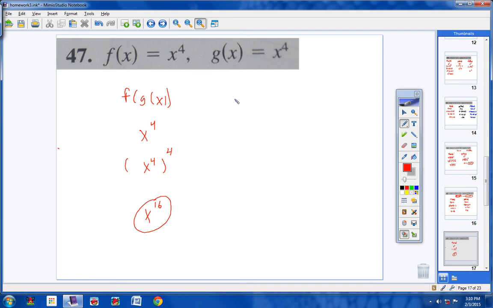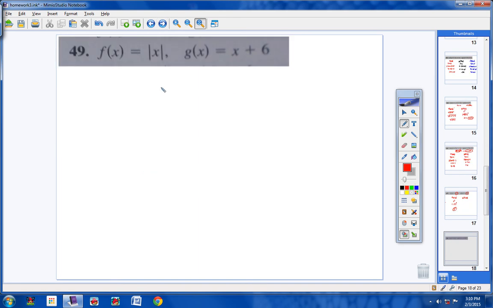And by the way, I'm not going to take time and do g of f of x because common sense says you'll get the same thing because look, both of these functions are identical. So if you reverse the order, you're still going to get the same thing. Identical, so no need. Alright, number 49.